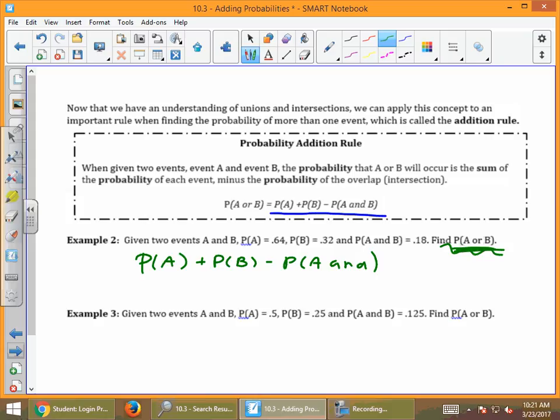What is the probability of A? What's the probability of B? And then what's the probability of both? Written right there in the directions. Plug in your calculator: 0.64 plus 0.32 minus 0.18. What do we get?